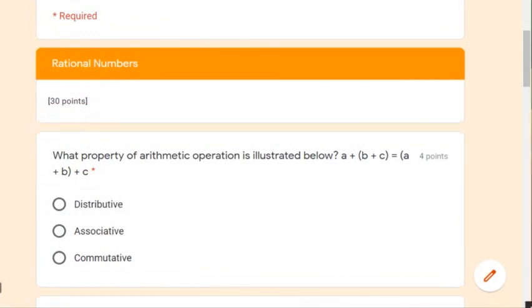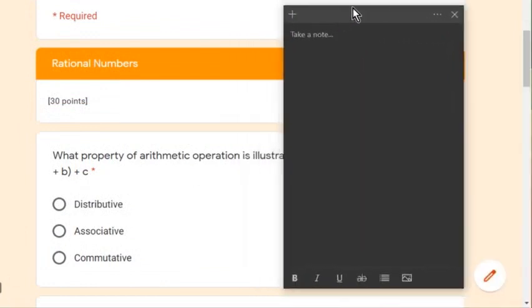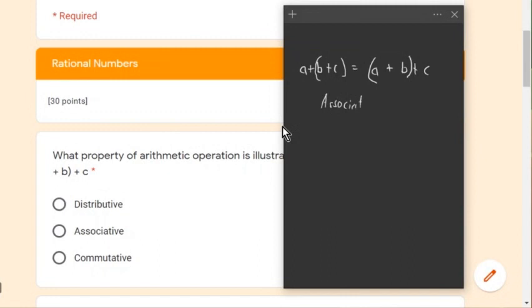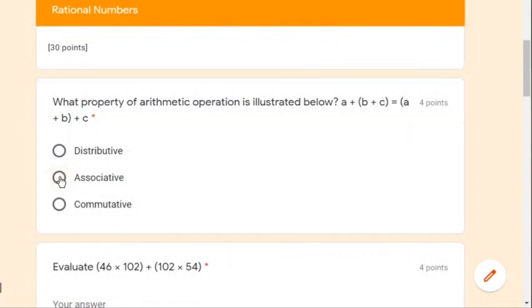So let's have a look at this arithmetic operation here. We can see that on the left hand side we have a plus b plus c, and on the right hand side we have the same a plus b plus c, but on the left hand side the bracket is covering b and c, while on the right hand side the bracket is covering a and b. So this is just a simple shift of the bracket. So this is the associative property. So the correct answer is associative.